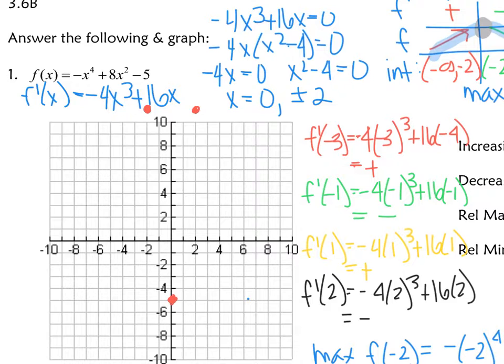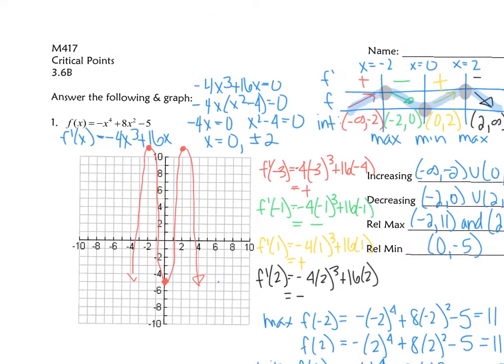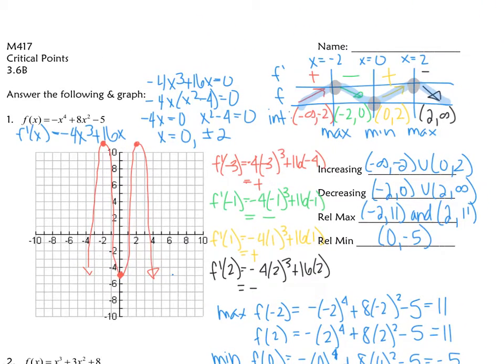Okay. And then we just mimic exactly how the graph was. You could find more points by plugging this into your calculator and finding the zeros to get them to be a little bit more exact. But we're just going to go ahead and do an approximation of the graph. And that's what we should get it to look like. Okay, so notice how we are increasing from negative infinity to negative 2, and then also 0 to 2. And then we're decreasing from negative 2 to 0, and then 2 to infinity. Here are our max, here are our mins.